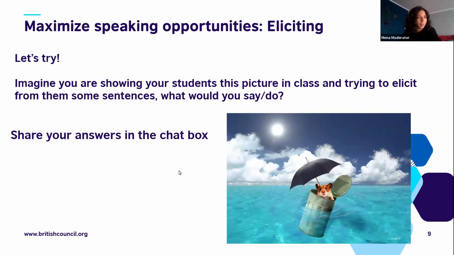Very good. Somebody mentioned, so Noor says, how can they help? So I'll ask them, how can you help this mouse? So that's also a good question where they have to be creative, and actually it will generate a lot of speaking in the classroom. Okay, very good. All right, so let's look at some of the methods that we could use when it comes to eliciting.